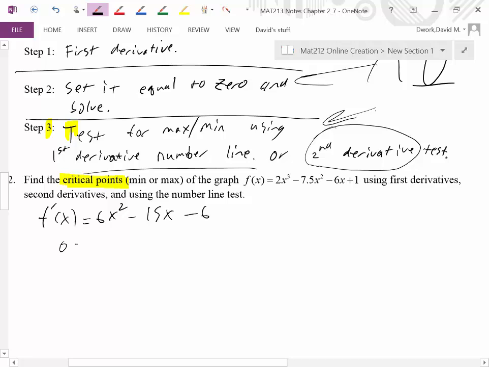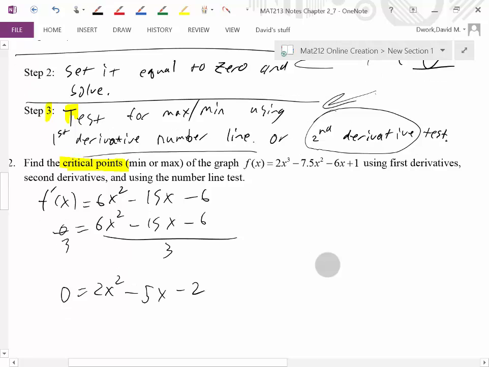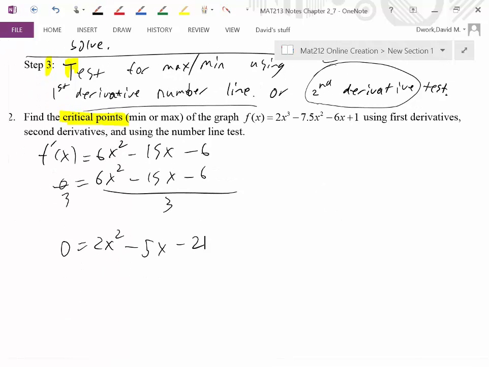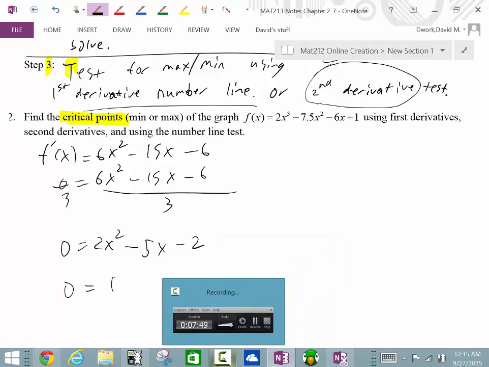Okay, now when we set this equal to 0, we have to say to ourselves, how do I solve this thing? And the first thing I notice is all these numbers are divisible by 3. So I'm going to go ahead and divide everything by 3. And that gives me 0 equals 2x squared minus, let's see, 3 goes into 15 5 times, x minus 2. Now, does it factor? We have a couple different methods of factoring, so I'm going to give those a shot and see what I can come up with.